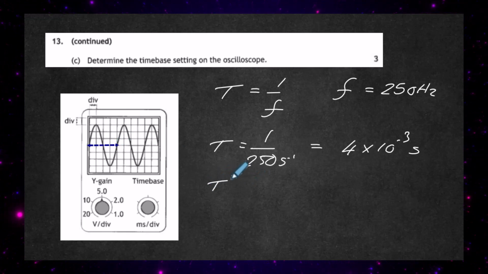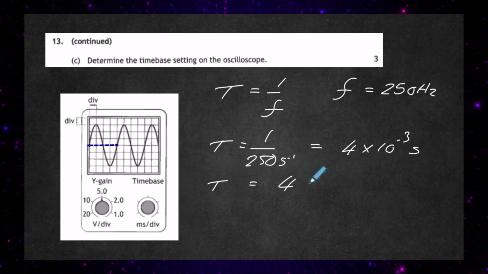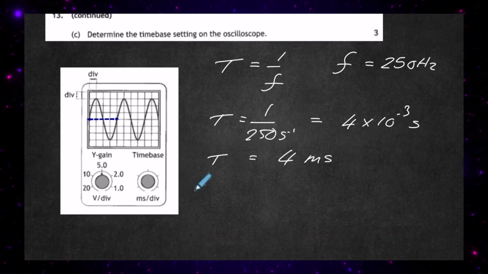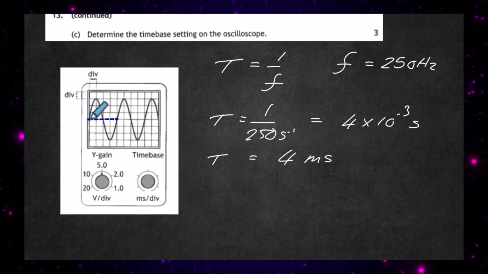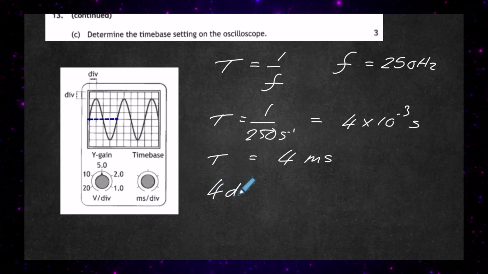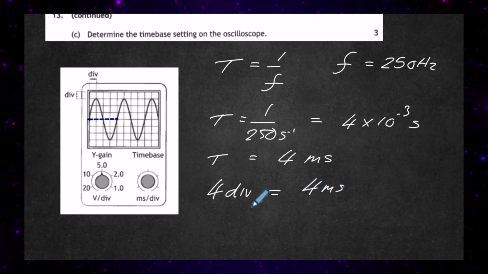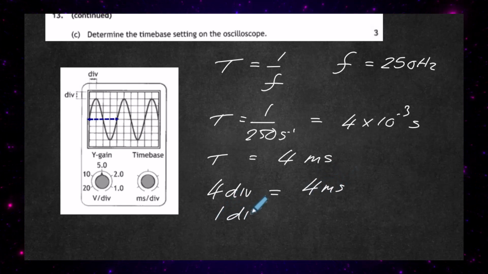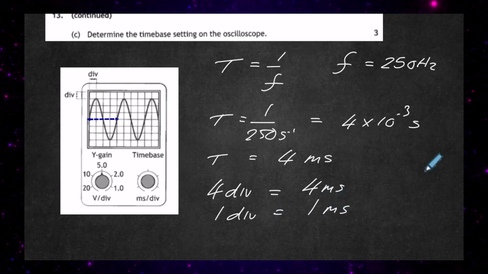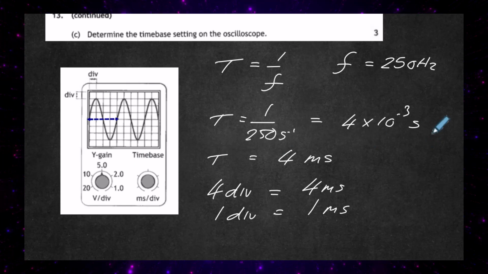And we can change the 4 times 10 to the minus 3 seconds into 4 milliseconds, to be in tune with the oscilloscope. So we know we're going to have 1, 2, 3, 4 divisions. So 4 divisions on the oscilloscope screen must be equal to 4 milliseconds. Therefore 1 division is going to be 1 millisecond. So the time base must be set at 1 millisecond to give us this display.